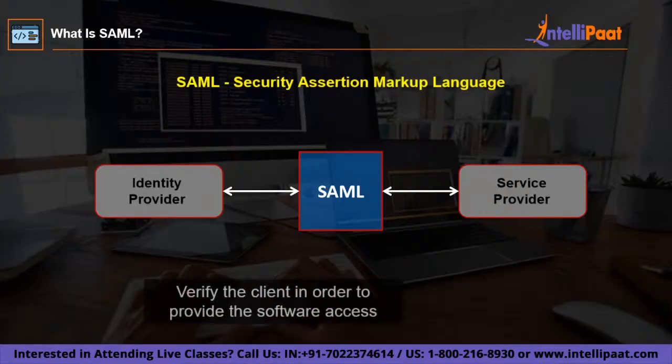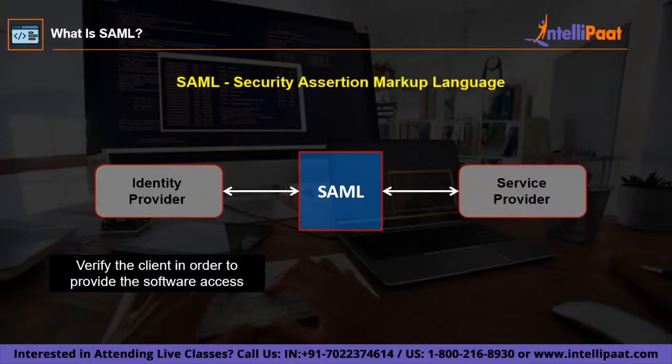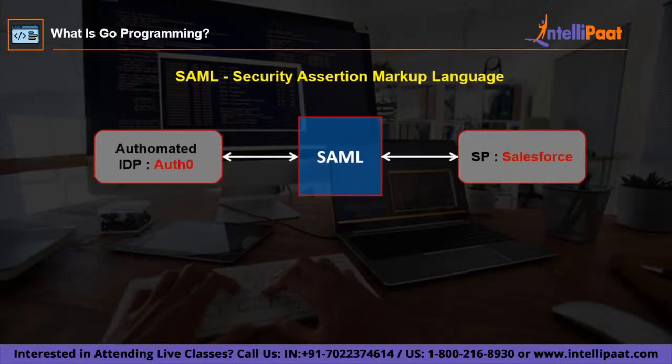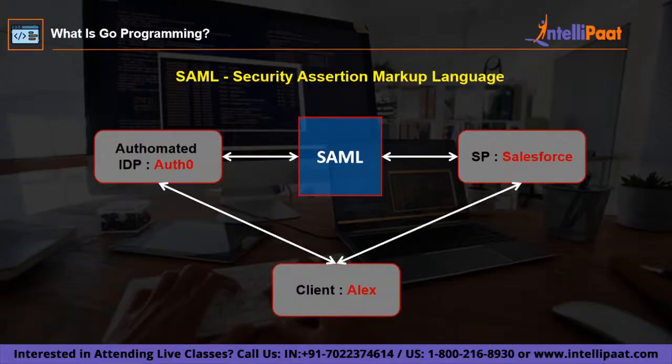The identity provider is the party that is going to verify the client in order to provide the software access, whereas the service provider is the party which is responsible for providing those accesses once the client is verified by the IDP or identity provider. Now, in the context of our illustration, the IDP will be an automated authorization tool such as Auth0. Alex will be the client who requires access to the Salesforce software, and Salesforce here will be the service provider.